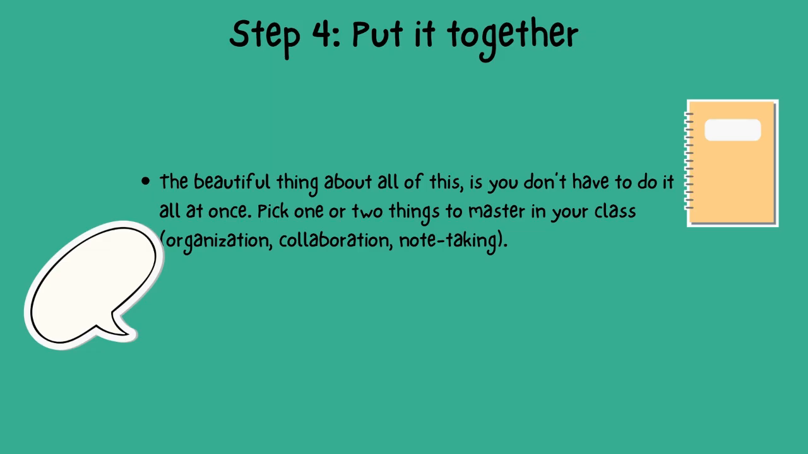The beautiful thing about all of this is you're not expected to know it all at once, to have it all mastered at once. Pick one or two things to do really well, whether that's organization, collaboration, or note taking. If you choose note taking as your thing, don't try to force yourself to do all of the note taking skills that I taught you here. Choose one note taking skill to get your kids to do really well, and then add on another one.